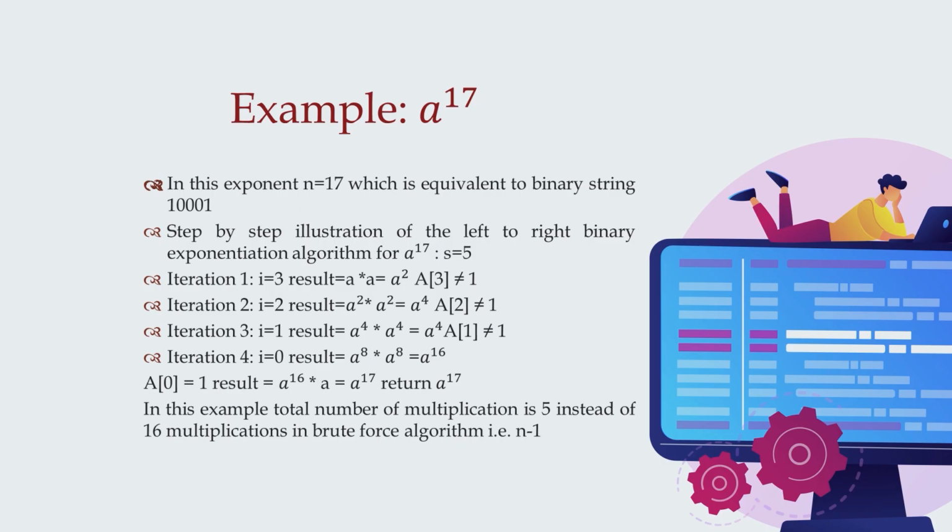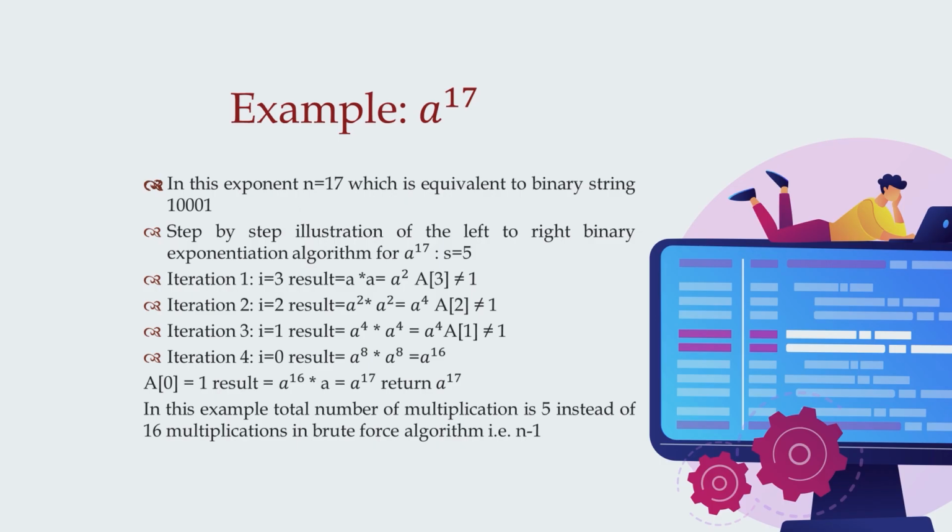Then in the next iteration, i minus minus, we decrement i to 2, and again result will be result into result. So what will be the value of result? It will be a square into a square, that is a to the power 4. Again check the value of a[2]. In the string, a[4] equals 1, a[3] equals 0, and a[2] equals 0, so it is not equal to 1.